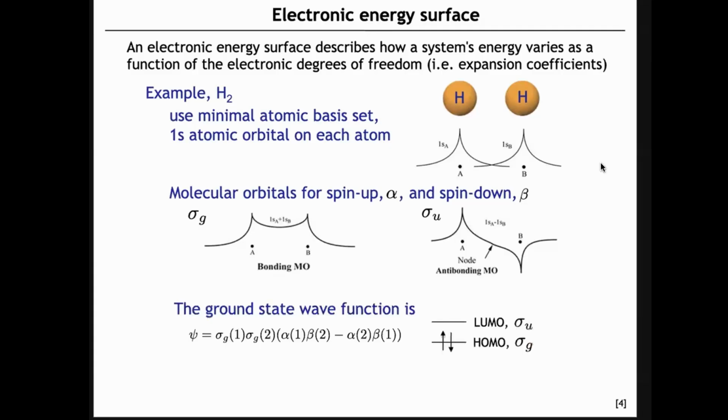But then, of course, we have spin up and spin down. And the ground state, of course, will have both electrons in the bonding orbital. One will be spin up and one will be spin down. So we have the antisymmetry in the spin part and the symmetric spatial part.